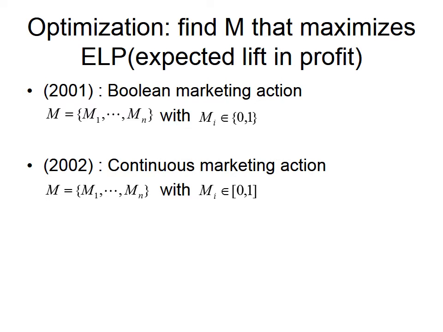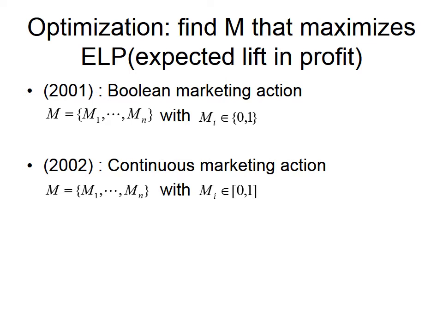Therefore, now we have an optimization problem: to find the marketing action that can maximize the expected lift in profit. In the 2001 paper, for the Boolean case, for each customer i, mi can only be 0 or 1. 0 means not doing marketing to customer i, and mi equals 1 means doing marketing to customer i. And here small n is the total number of nodes or customers in the social network.